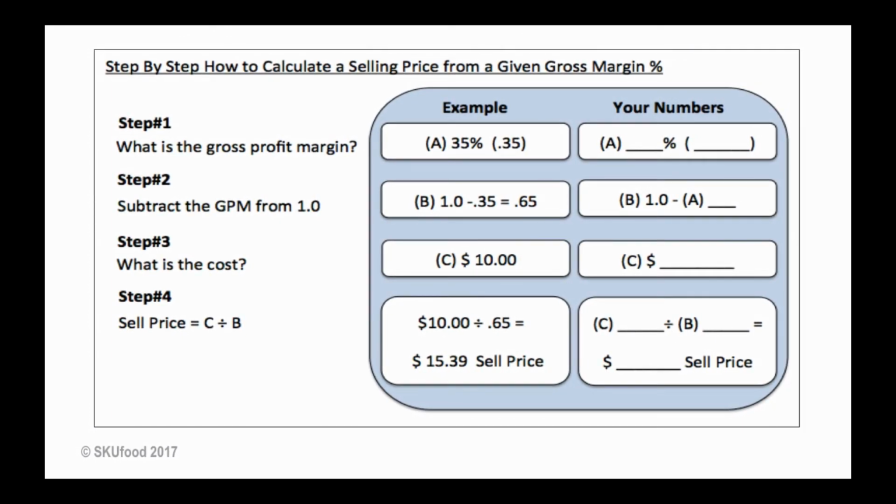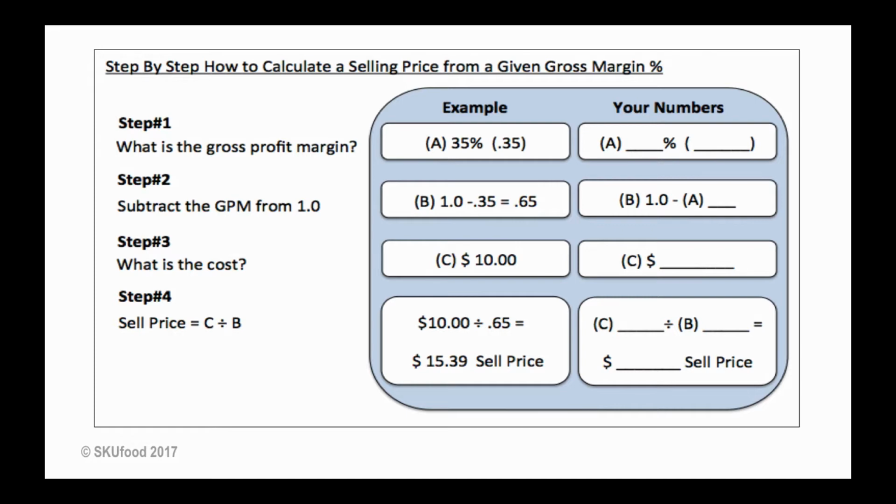The next one is we want to calculate a selling price from a given gross margin percent. So we know what the gross margin percent is, we know what the cost of the product is, but we need to calculate what that selling price is going to be. So step one is what's the gross margin percent, and that's 35% or 0.35. Step two is subtract that gross margin percent from 1, so that's going to give us 0.65. When we subtract 0.35 from 1, we get 0.65.